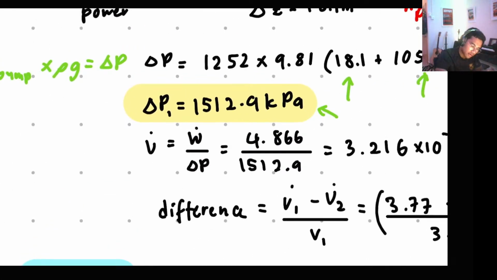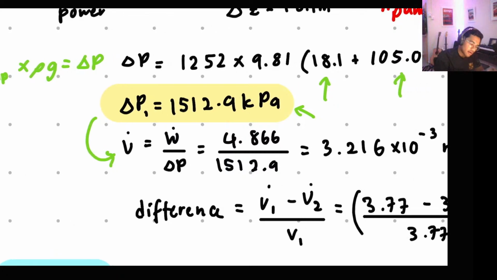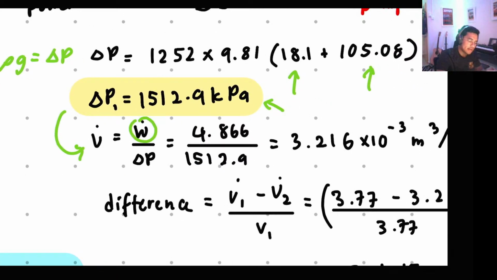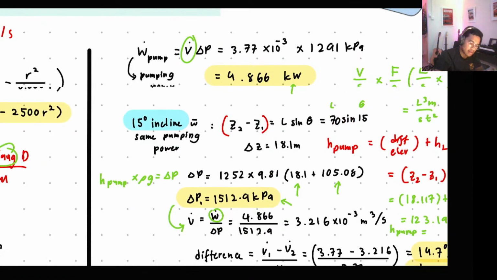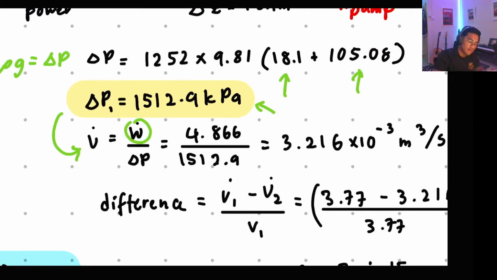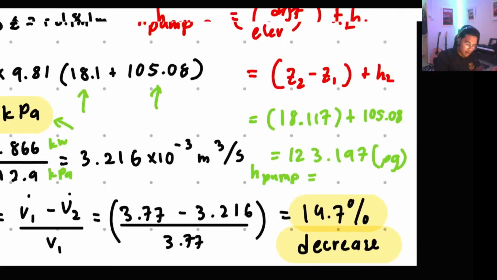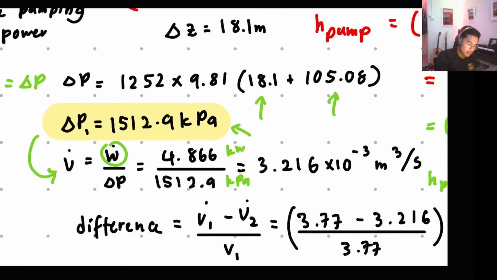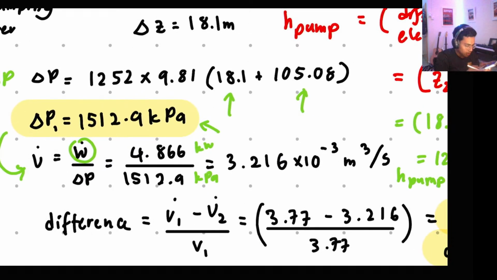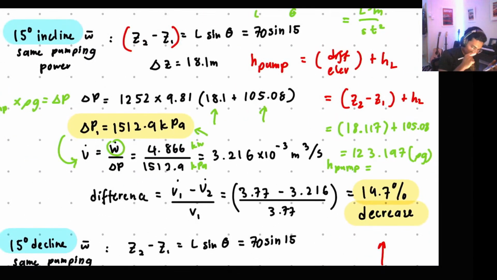Okay, so daripada pressure drop tu boleh cari flow rate sebab kita punya pumping power constant. Pumping power kita daripada mana? Daripada sini. Pumping power kita bagi. Okay, so ni kilowatt, ini kilopascal. So 10 kuasa 3 tu cancel out each other. Korang akan dapat 3.216 darab 10 kuasa negatif 3 meter per second. So this is the flow rate.